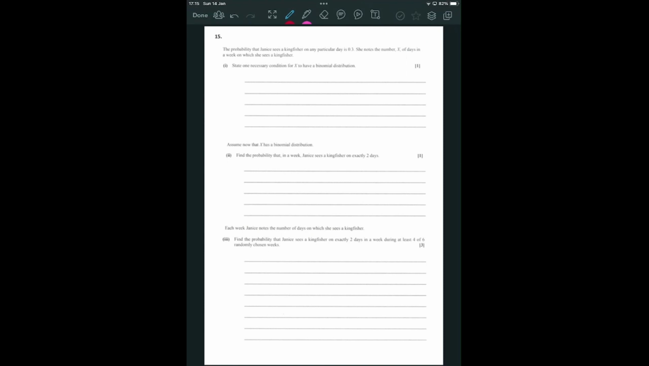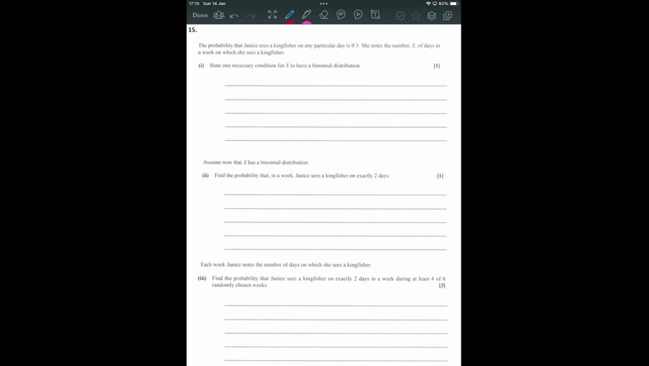Question 15. Probability that Janice sees a kingfisher on any particular day is 0.3. She notes the number of days in a week which she sees the kingfisher. State one necessary condition for x to be binomial.